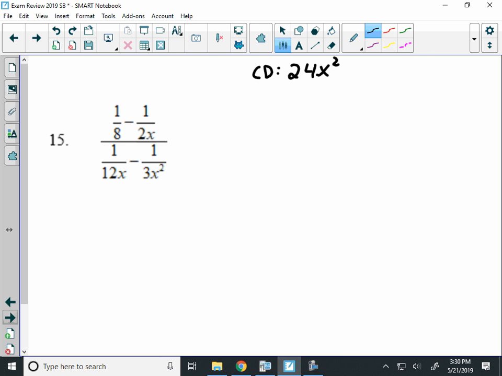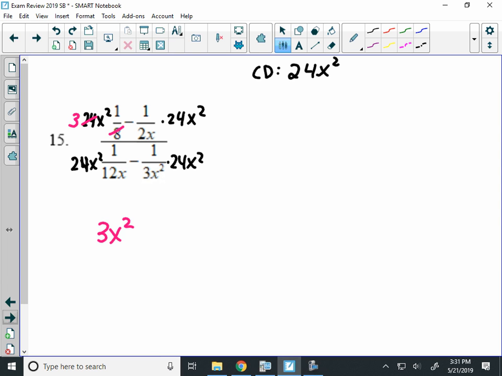So let's do that. I'm going to multiply everything by 24x squared. Then we'll simplify one piece at a time. So let's start with the top left. The 24 and the 8 will cancel. The 8 goes away. That becomes 3x squared. 3x squared times 1 is 3x squared.